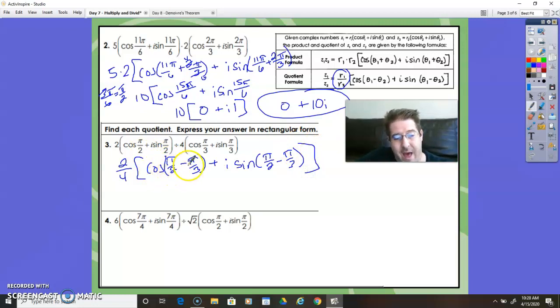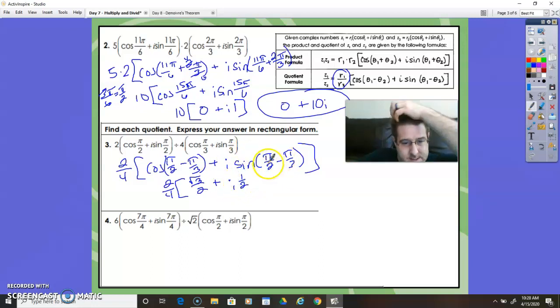Now, 1/2 minus 1/3 is 1/6. So this is really 2/4 times cosine of pi over 6. Cosine of pi over 6 is square root of 3 over 2. Yeah, cosine of 30 degrees is square root of 3 over 2. Plus i times sine of pi over 6. Sine of 30 degrees is 1/2. So that's this. Okay, so now it's just a matter of simplifying.